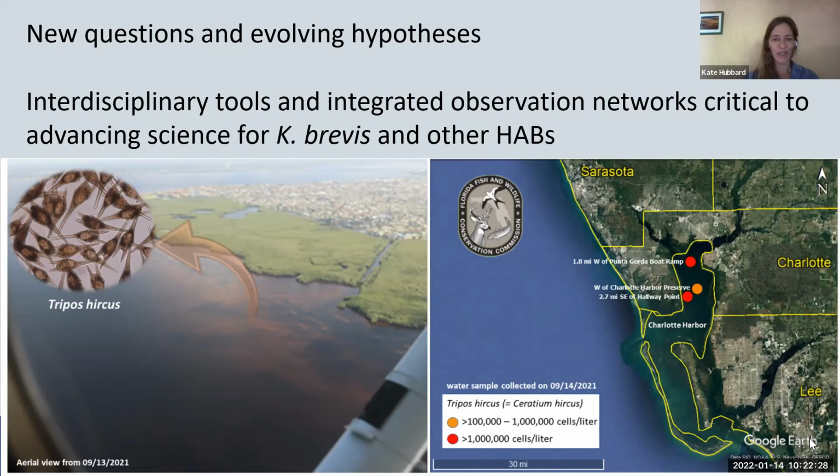And again, algae are always surprising, and they're able to respond to such a different variety of environmental conditions. So that's partly why having these integrated observation networks is really so critical. And I'll stop there.